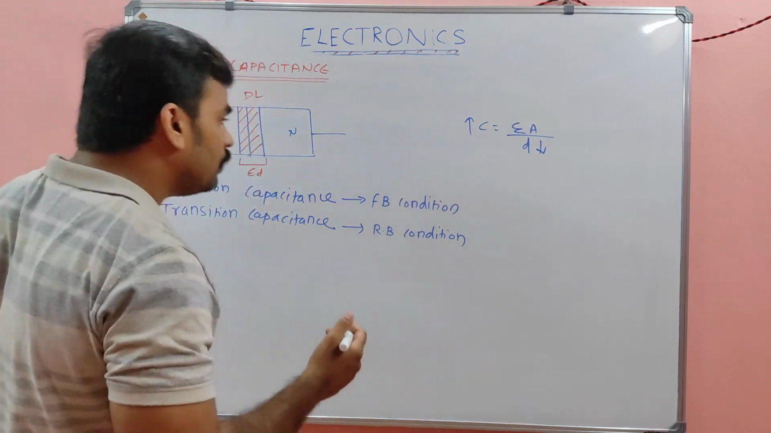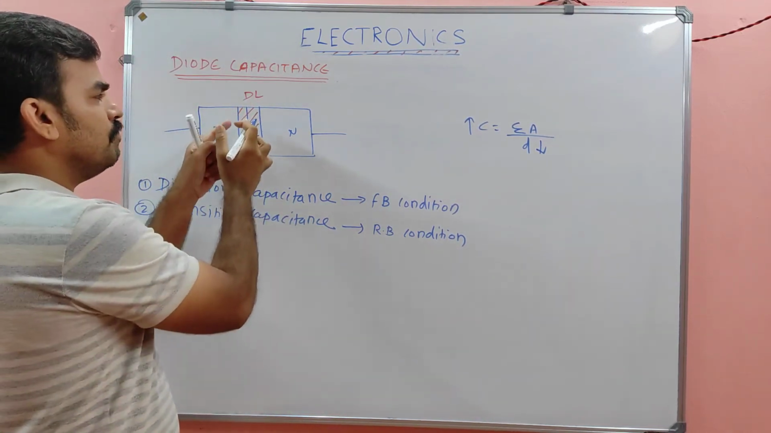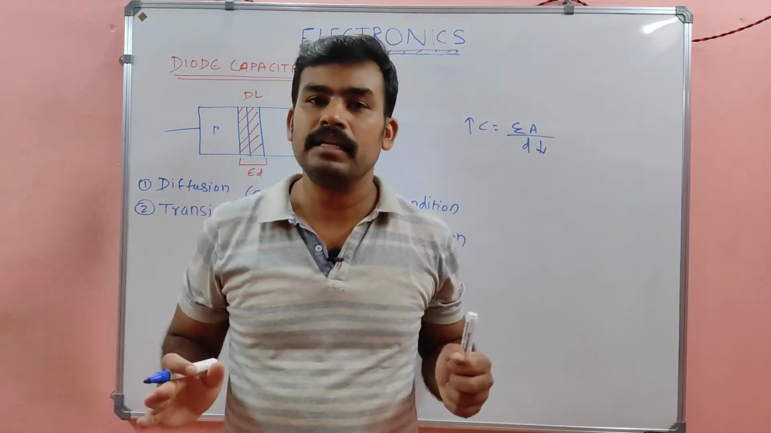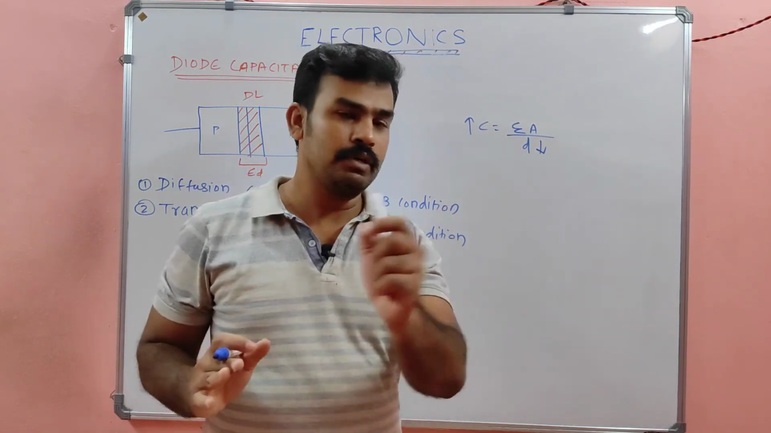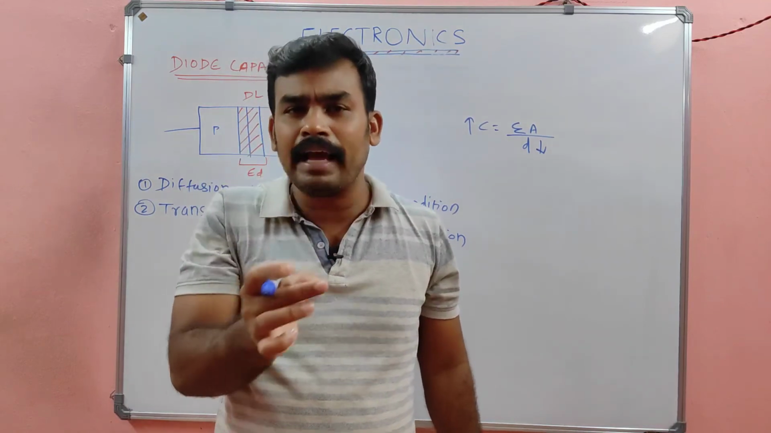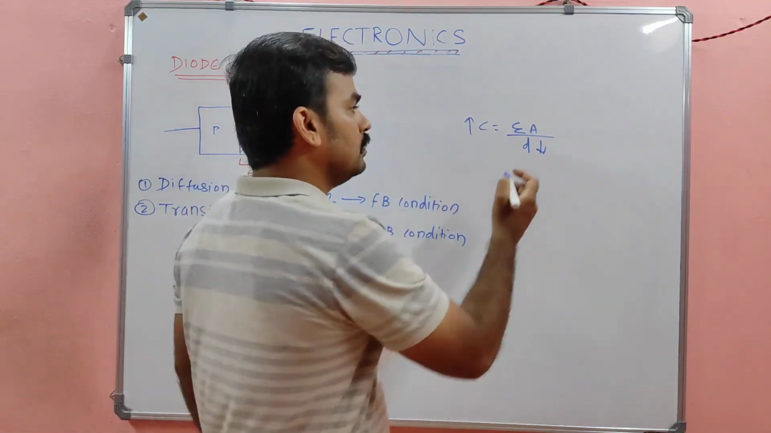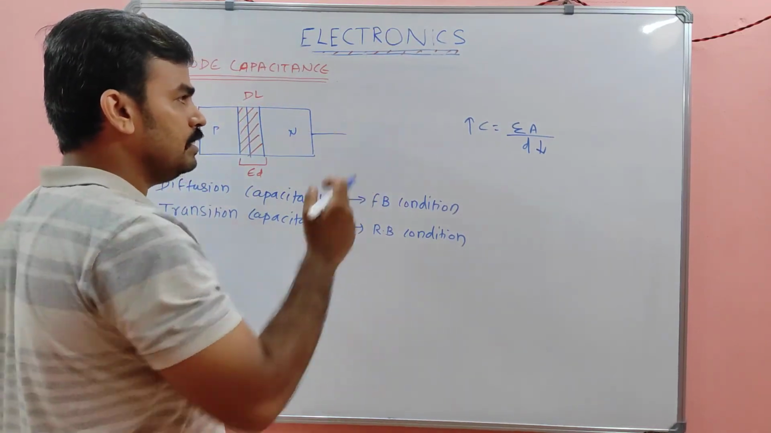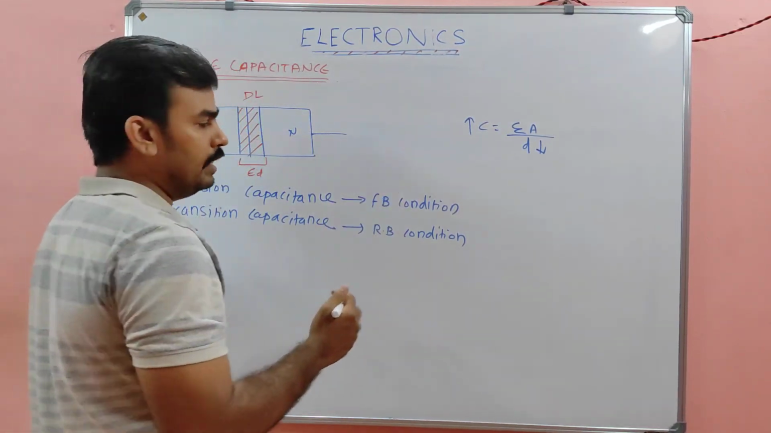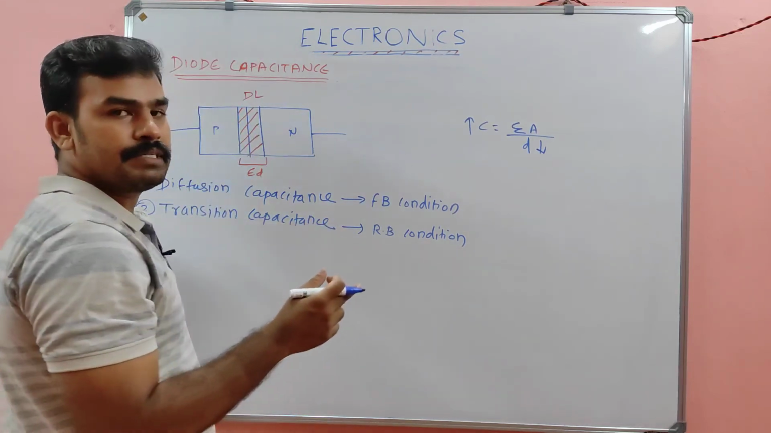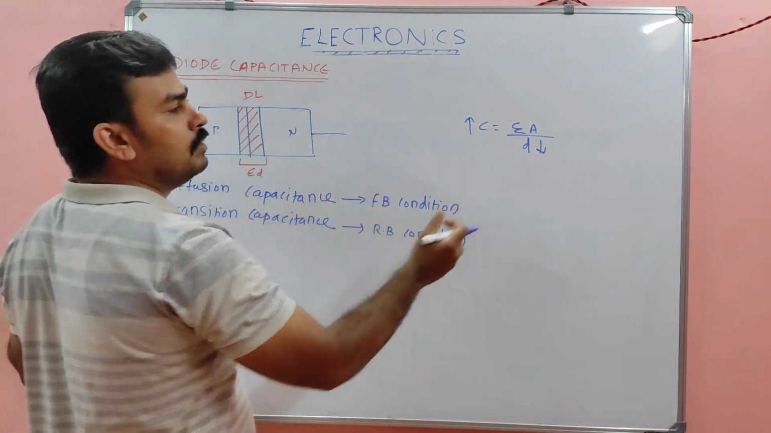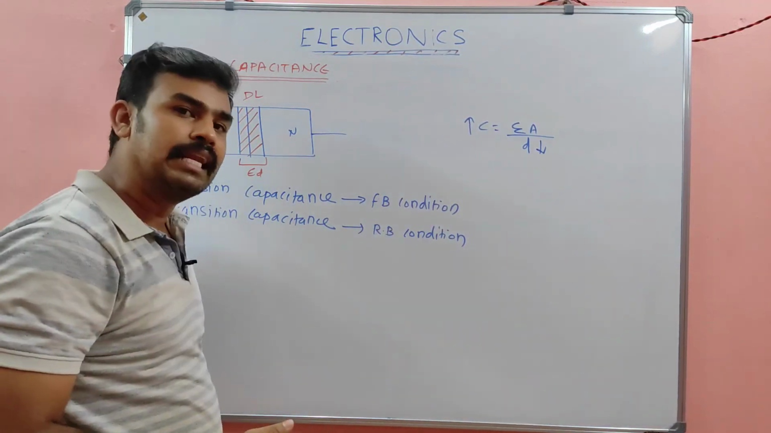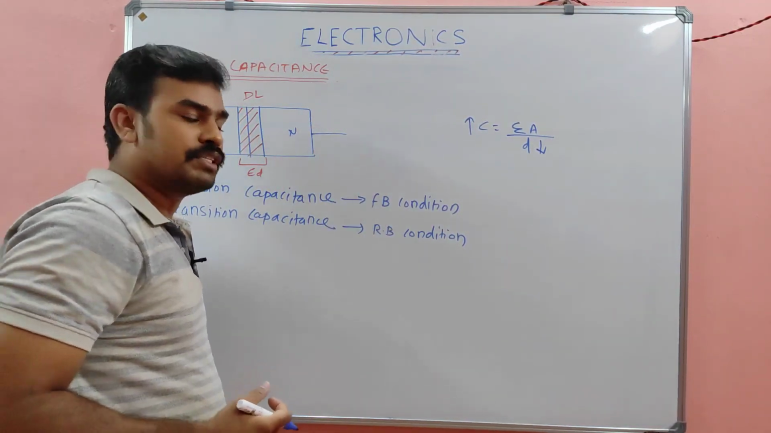That is why in forward biased condition the barrier will not exist. Literally there will not be any depletion layer, but in actual practice you can see a narrow line. That means the capacitance will be very high at that place. And the transition capacitance is in reverse biased condition. That means D will be very high, so C will be lesser as compared to the diffusion capacitance.